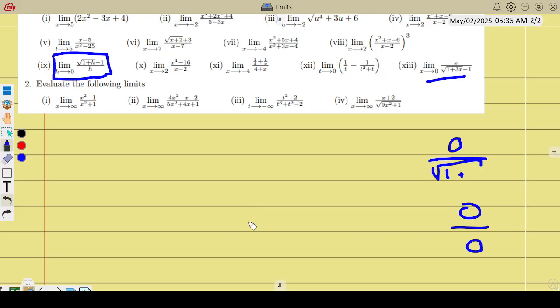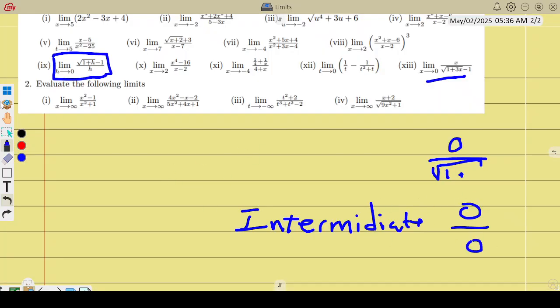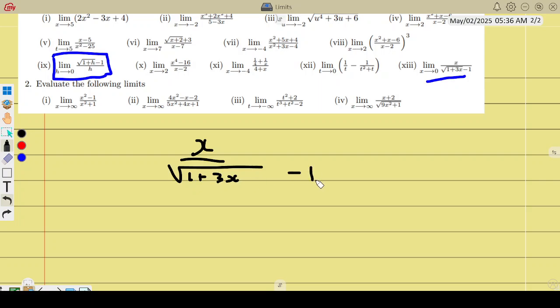So when you have a 0 over 0, it is called an indeterminate form. Indeterminate, meaning it is not undefined, but it is just very near to being undefined. Yeah, like you are not yet at the boundary, but you're almost there. So I'll have to simplify it, and then we try and see if we can work around it. So we have x over the square root of 1 plus 3x minus 1.